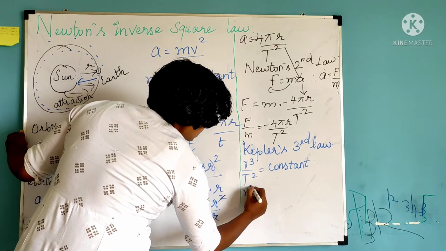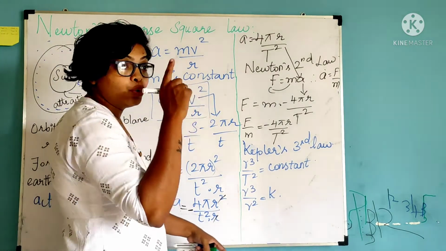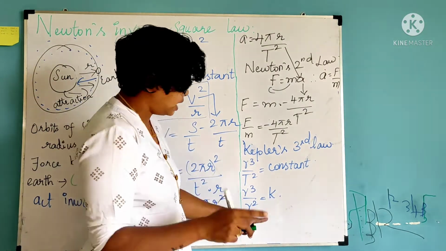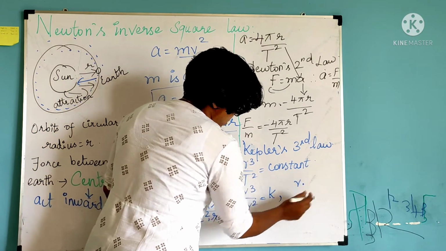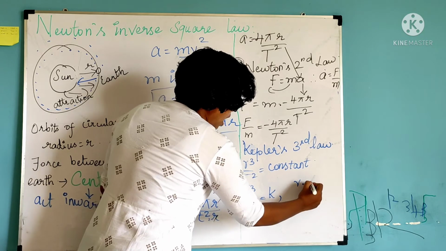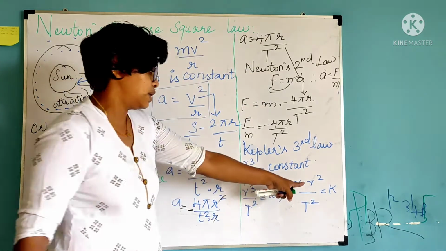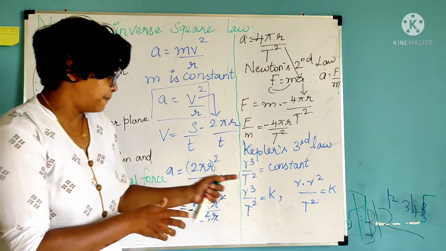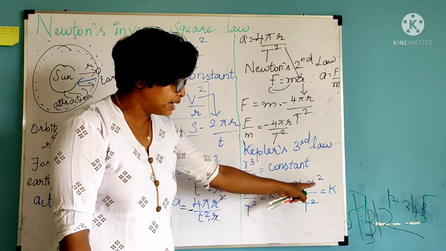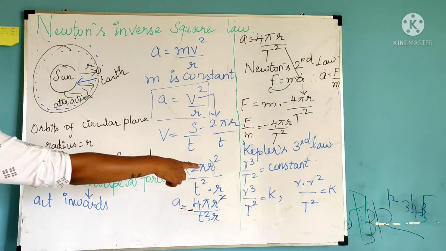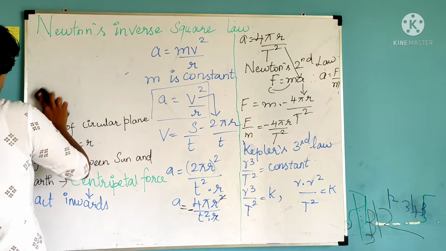So constant means we can denote it with any alphabet, right? That is k. Just as for the universal gravitational constant we used G, here it is k. So how can we write this r cube? r into r square divided by t square is equal to k. Is it clear? Hope it is clear up to this. r cube by t square is equal to k, where r cube can also be written as r into r square. Fine. So let me erase this diagram and continue the derivation here.